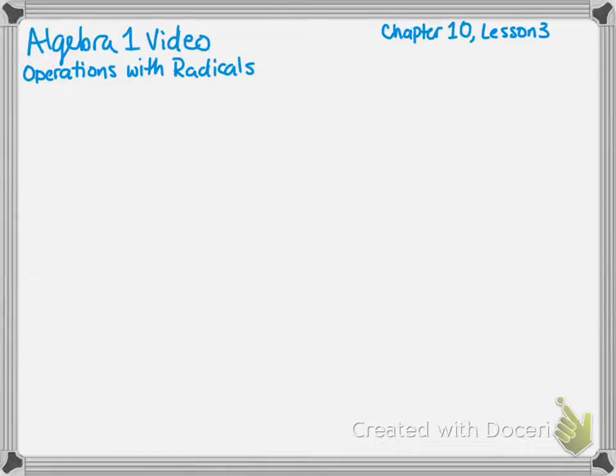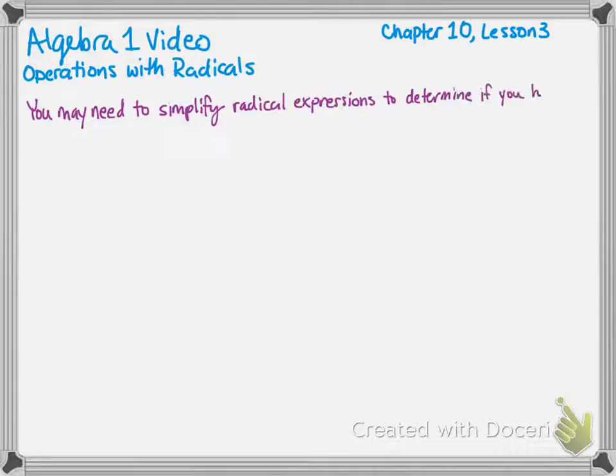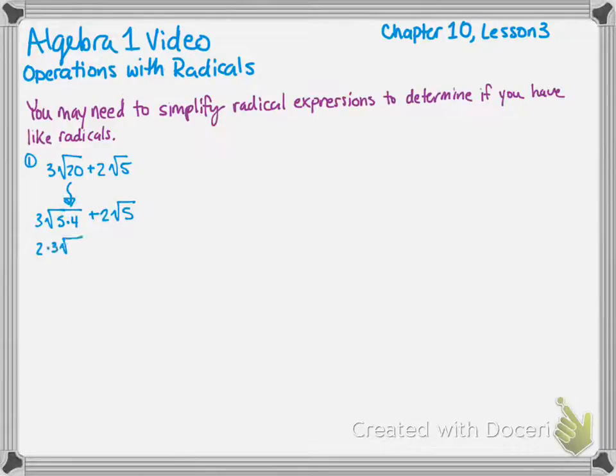All right, moving on. You may need to simplify radical expressions to determine if they actually have like radicals. And obviously you just simplify first. So if I have 3 times the square root of 2 plus 2 times the square root of 5, I can break that square root of 20. That's a square root of 3 times the square root of 20, not the square root of 2. Square root of 20 into 5 times 4. Pull out the 4, and I end up with 6 times the square root of 5 plus 2 times the square root of 5, and I end up with 8 times the square root of 5.